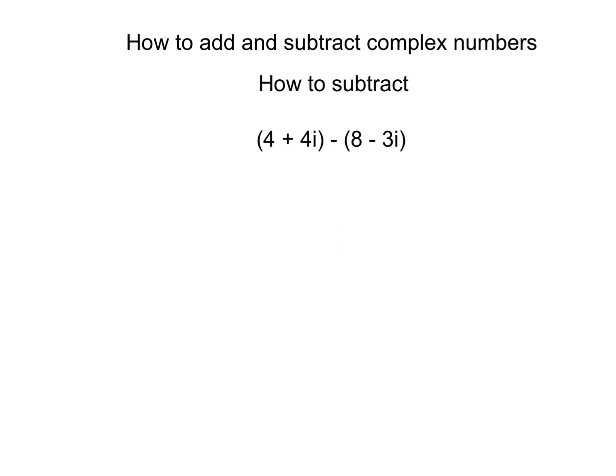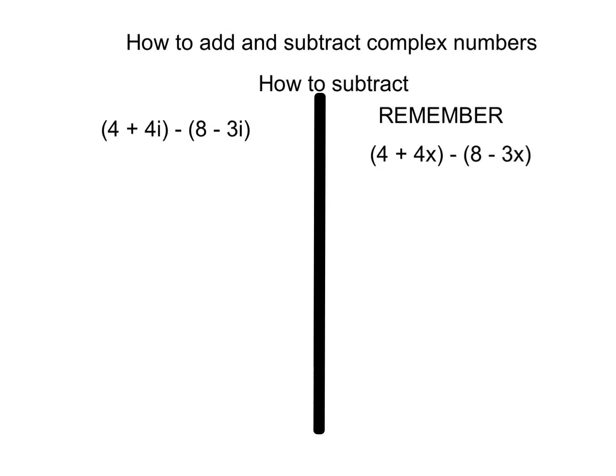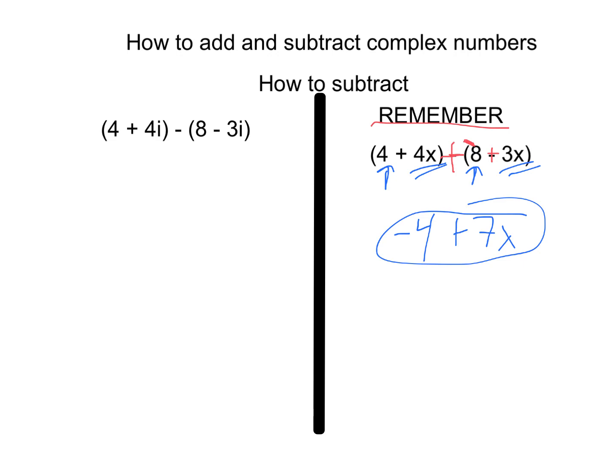Alright, so now how to handle subtraction? Now again, remember that back in the day, when we dealt with subtraction, we changed this to plus. Oh, that looks awful. Let me fix that. Okay, we changed that to plus. And then when we did that, we changed all the signs. This becomes negative 8. This now becomes a positive 3x. And then we just added our like terms again. So 4 minus 8 was negative 4. 4x plus 3x is 7x. And we were done.